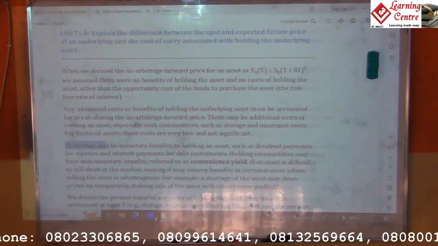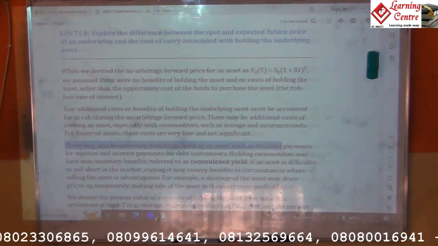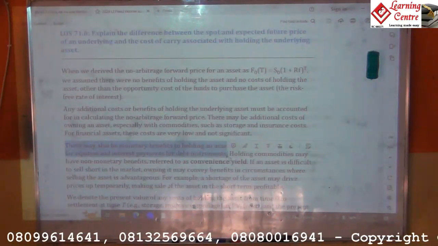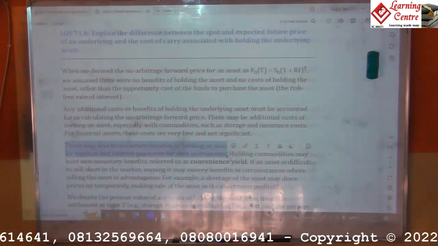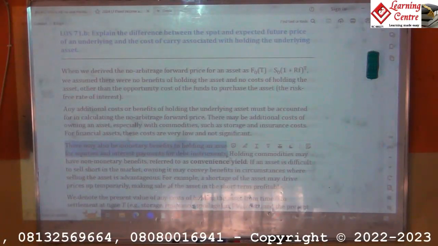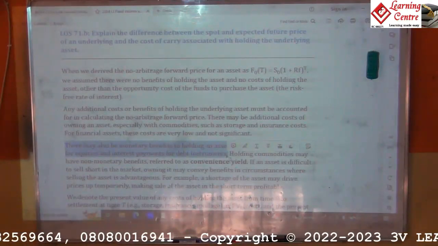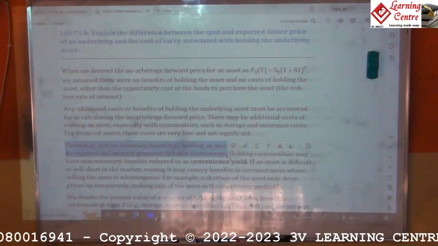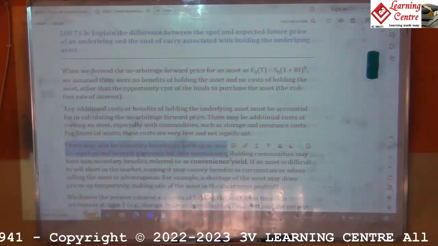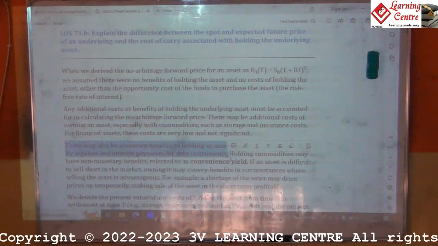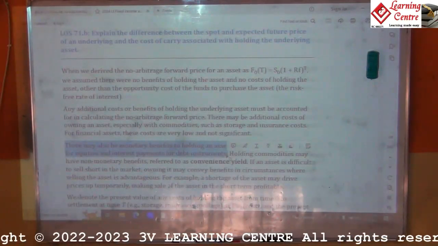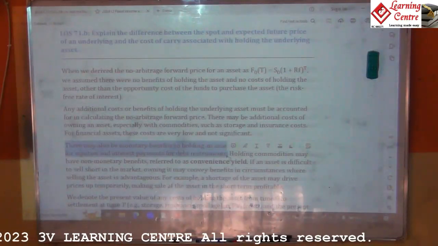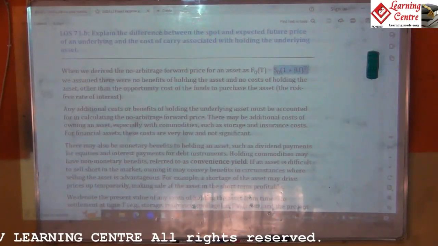So there may also be monetary benefits to holding an asset, such as dividend payments on equities and interest payments. So, for example, if I'm holding a share and they are paying me dividends over 2 years, 3 years, if I'm going to sell that share in the future, it makes sense that I can deduct the dividend and sell it at a lower price. I won't say I want to sell it at the current price, because I have also gained from the asset. You understand? So that's where this formula is coming from.